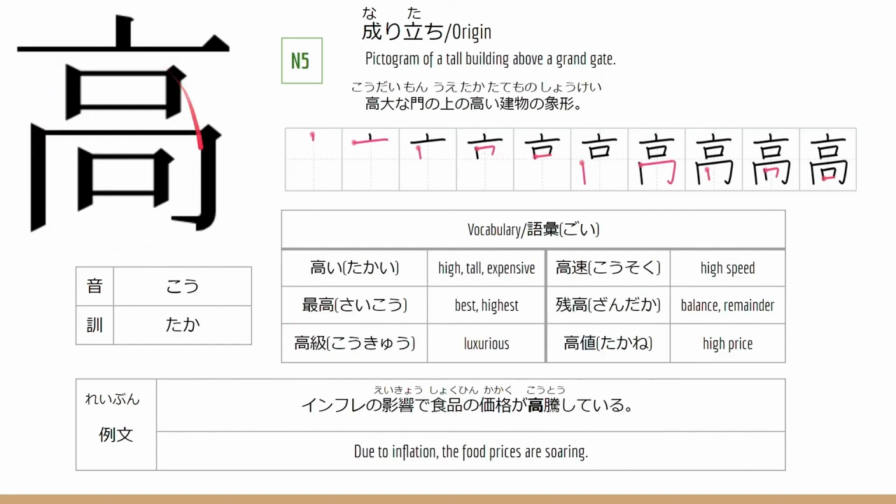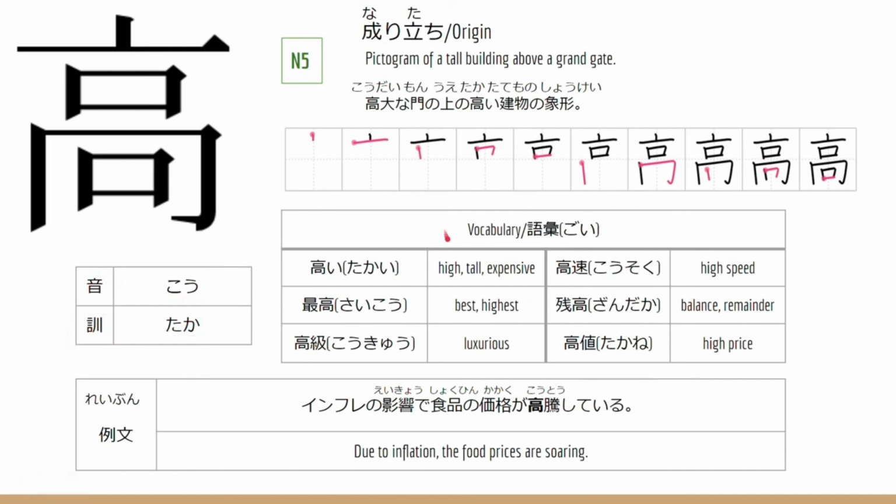This is the kanji takai. 成り立ち, or origin: pictogram of a tall building above a grand gate. 広大な門の上の高い建物の象形。This is the stroke order of this kanji. Now let's go into the onyomi and kunyomi of this kanji. The onyomi is ko. And the kunyomi is taka.